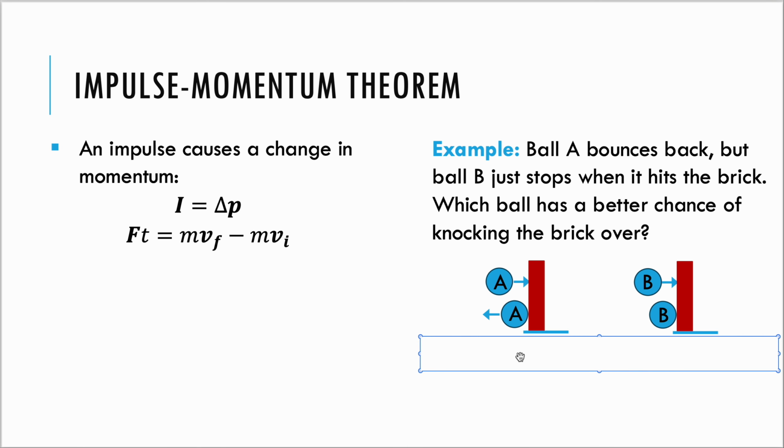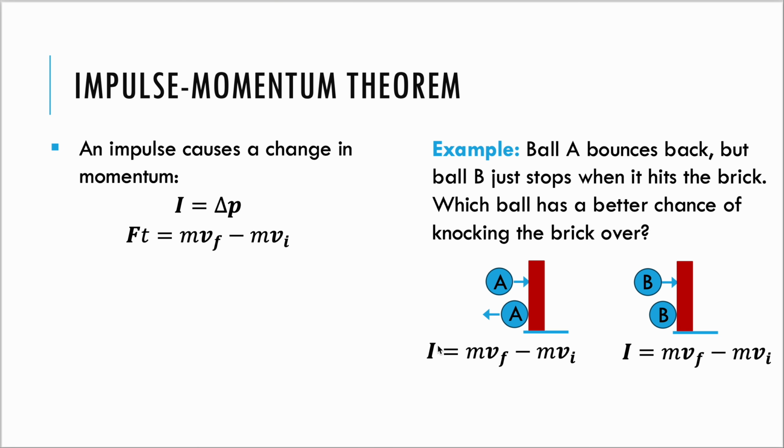So let's take a look at the impulse-momentum theorem. Let's write impulse equals the change in momentum, and let's write down what we know for each one. Let's call the speed of the ball v. That means that v_i is going to equal v for ball A. And then v_f, assuming it bounces back with the same speed but in the opposite direction, equals negative v. For ball B, v_i is going to equal v, however, v_f is going to equal 0.